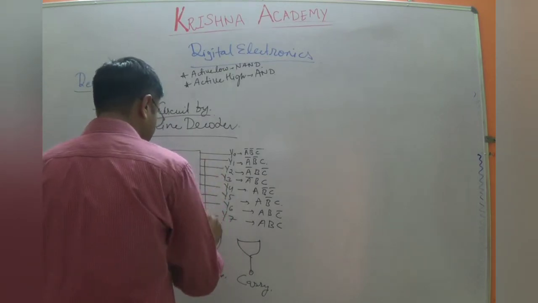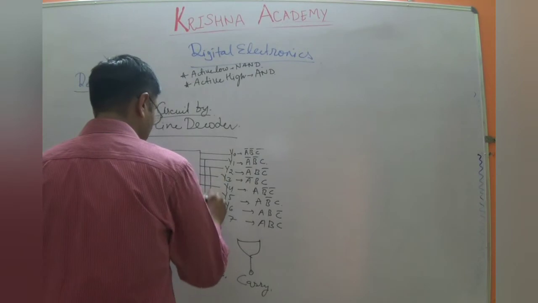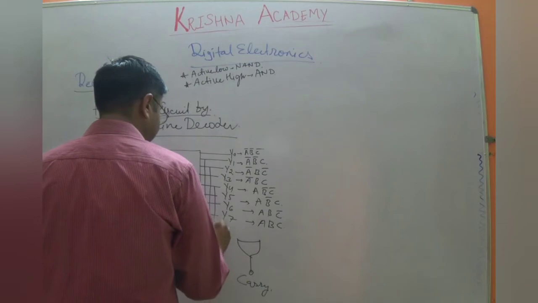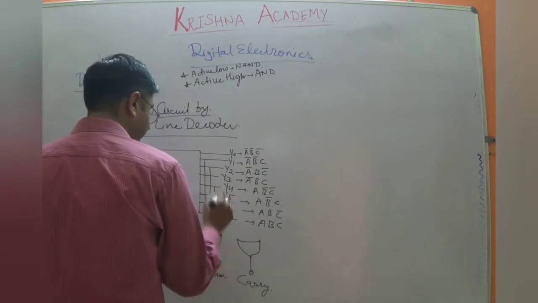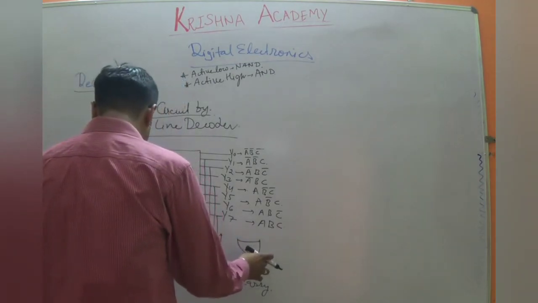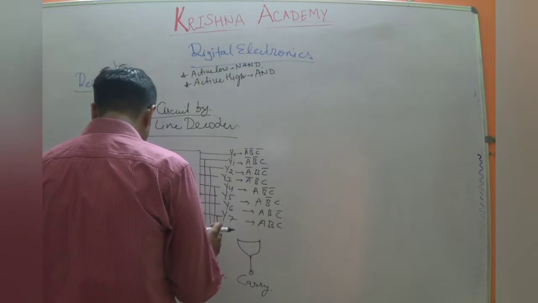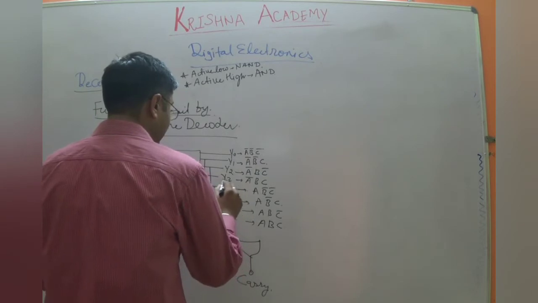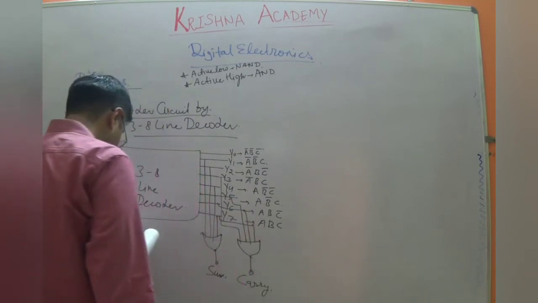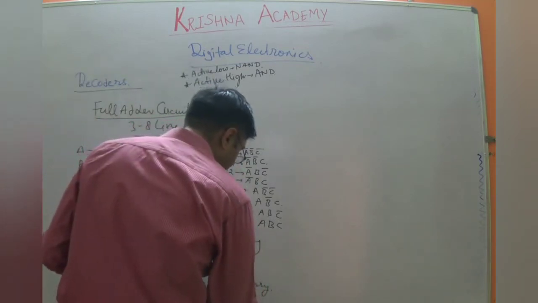So 1, 2, 4, 7 will be included to get the sum, and if you want to access the carry, that is 3, 5, 6 and 7. 3, 5, 6 and 7 were used to get the carry part.